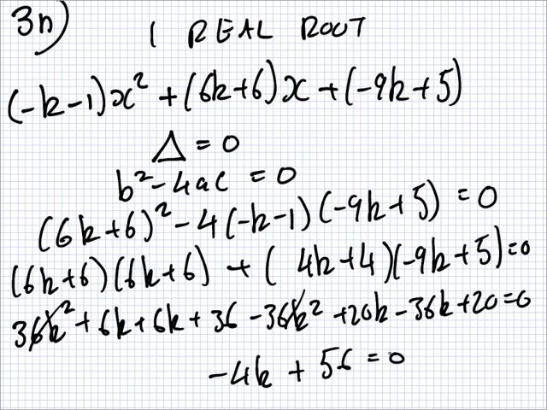Did I write the question down wrong? That would be the first thing to check. Minus k minus 1, 6k plus 6, minus 9k plus 5, 6k plus 6, 6k plus 6, minus 4. Do you spot a mistake? What's the mistake? 6 times 6, 36. Did I not write 36? Oh, I wrote 6. Should have been 36, thank you. So that's my mistake there. 36 and 36, so that's 72. 72 plus 20, 92 minus 36.